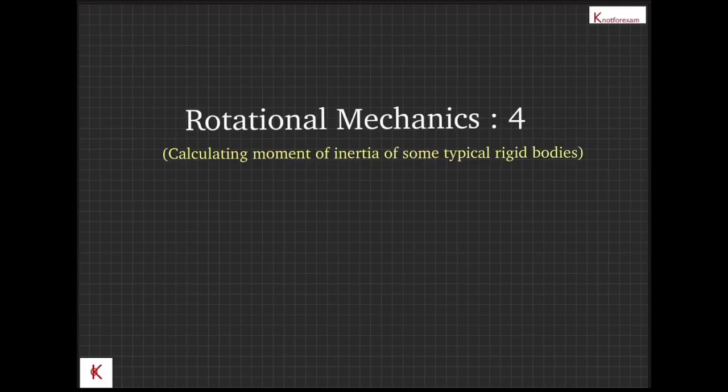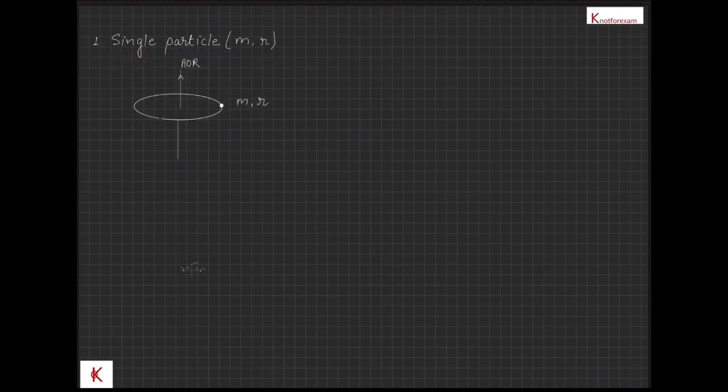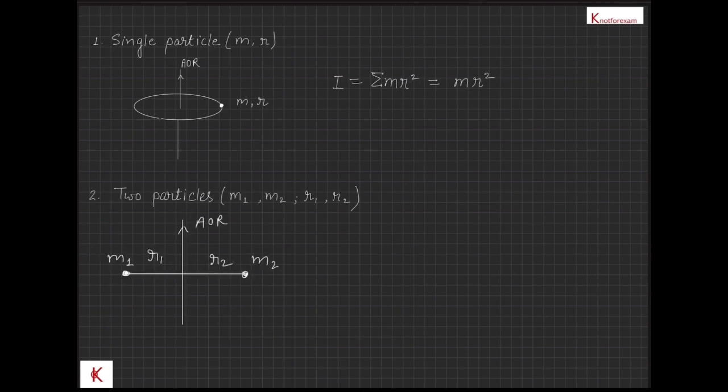I am your host Sujit and we are going to calculate moment of inertia of some typical rigid bodies. Moment of inertia of a single particle of mass m for rotation in a circle of radius r is simply mr². Moment of inertia of a discrete system of two particles perpendicular to the line joining them is Σ m_i r_i², that is m1 r1² + m2 r2².